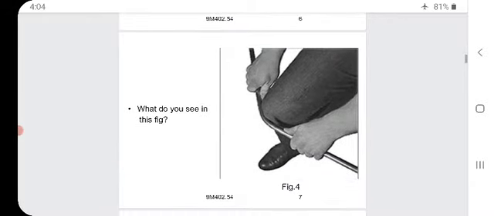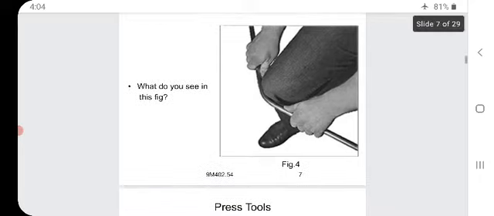What do you see in the figure? You are seeing one person who has taken a rod and is trying to bend the rod with his knee by applying force in the middle. When he slowly applies force in the middle, gripping the rod with two hands, it bends. That is with the help of an external force.